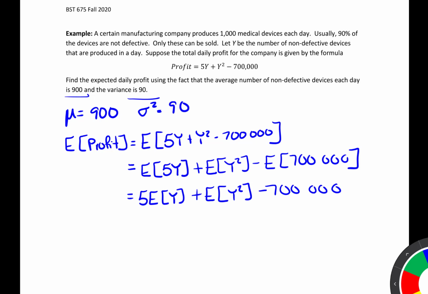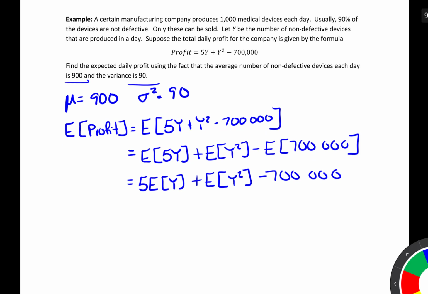Alright, so we already have the expected value of Y, that is mu, but the piece we don't have is that expected value of Y squared. And so that's where the variance can help us out using that shortcut formula. So here's our trick. Remember that the variance sigma squared is equal to the expected value of Y squared minus the expected value of Y, squared.